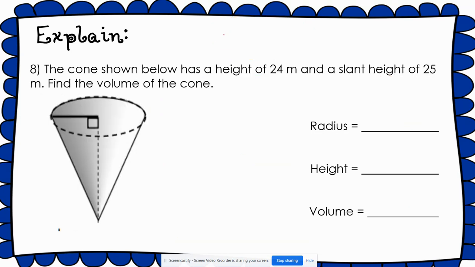For number 8, we're going to do the same thing, and we're going to use our formula 1/3 times pi times radius squared times height. Well, this one says that we have a height of 24. Well, height is this measurement right here, so our height is 24. And it says we have a slant height of 25. Well, the slant height is this slant right here, so this is 25. Well, it wants us to find the volume, but to find the volume, we need the radius. So we need this measurement right here. Well, that means that we are missing a leg here.